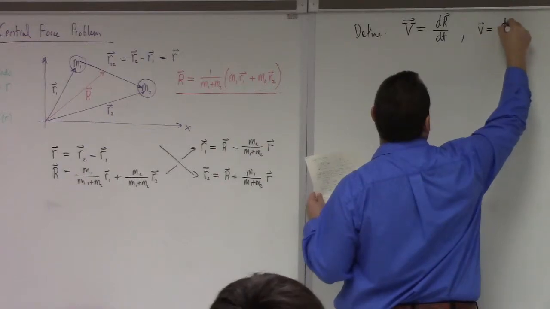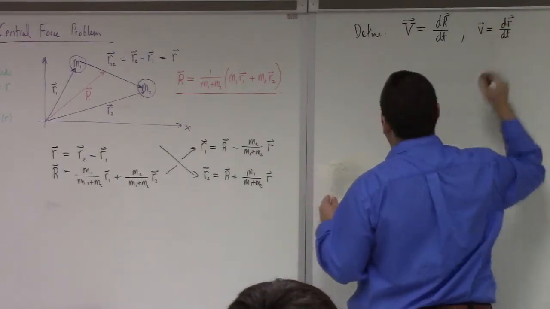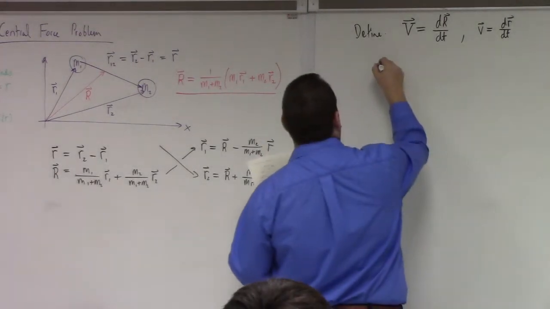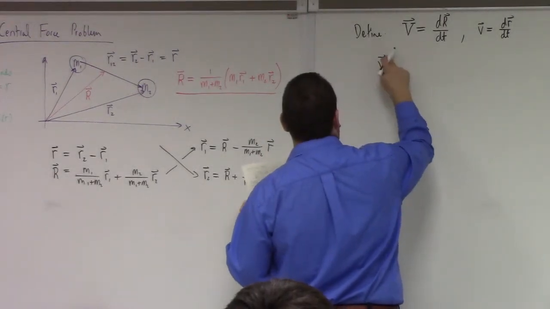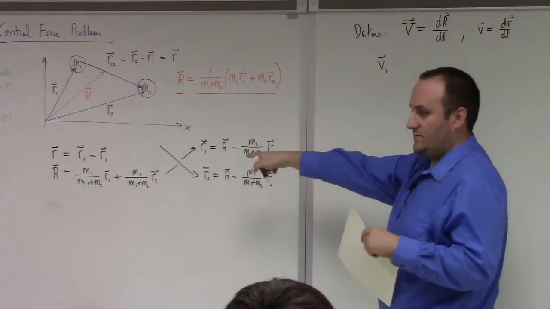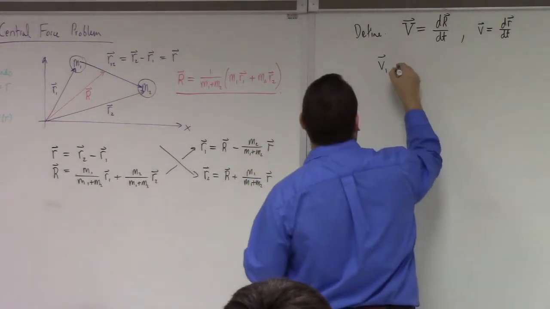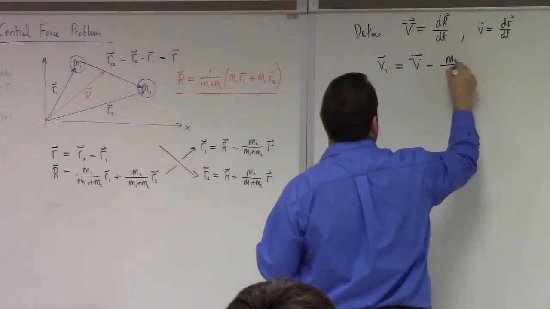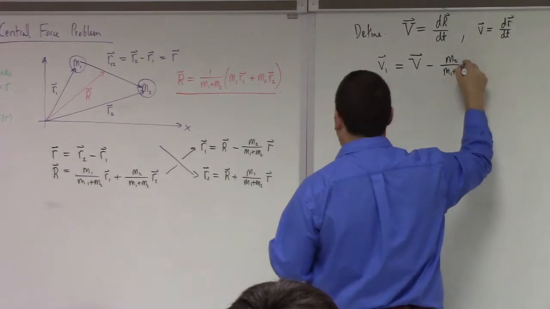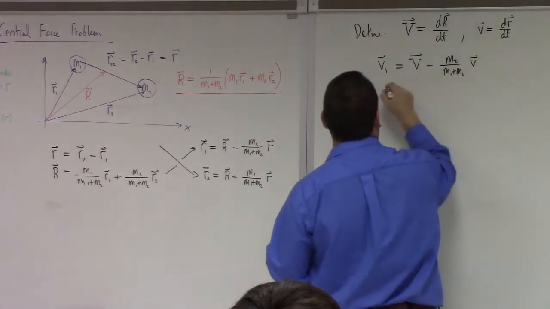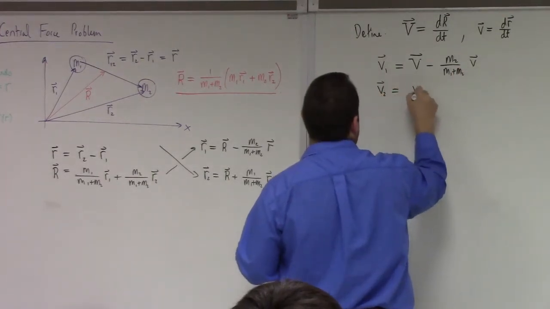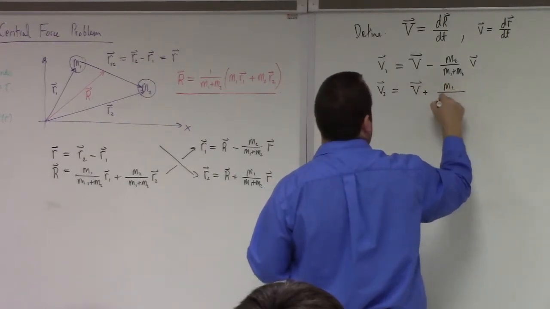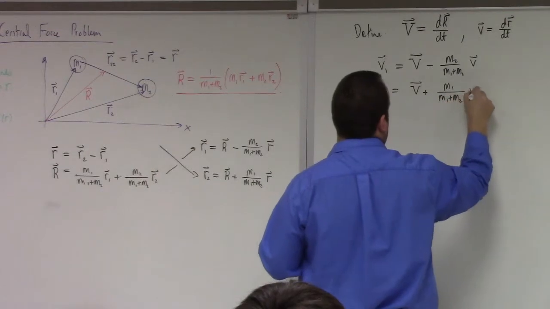See the difference? So that's dr dt. And how are those related to the velocities of 1 and 2? Well, very simple, right? We have v1. You just differentiate this. The mass is constant, so this gives you a linear relation between the velocities. v1 is equal to big V minus m2 over m1 plus m2, little v, and v2 is equal to big V plus m1 over m1 plus m2, little v.